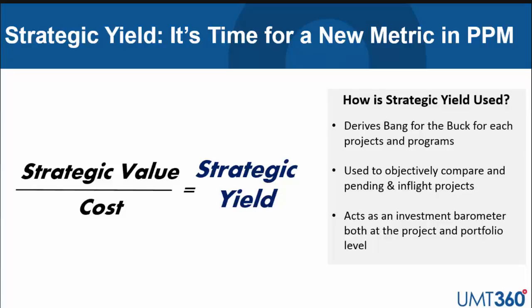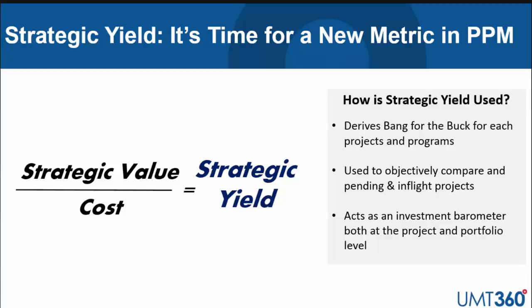And it's one we use called strategic yield. And strategic yield is really derived based on understanding the strategic contribution or the strategic value of your projects divided by its cost. And it really is a bang for the buck metric. It looks at the bang for the buck of competing projects and programs. Again, value divided by cost, giving that strategic yield ratio. And it's a great metric used to compare and contrast projects no matter where they are in the process.